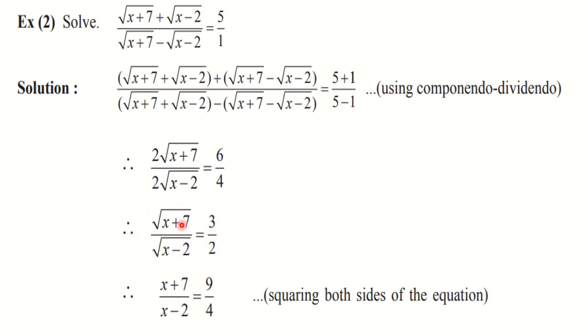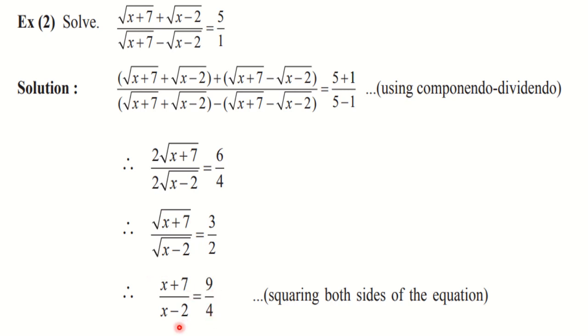Now we don't want this square root sign. Therefore we are squaring both the sides. When we square both the sides, this square root sign will disappear, and here you will write down the squares. So what we will get? x plus 7 upon x minus 2 is equal to 9 upon 4. 9 is the square of 3 and 4 is the square of 2.